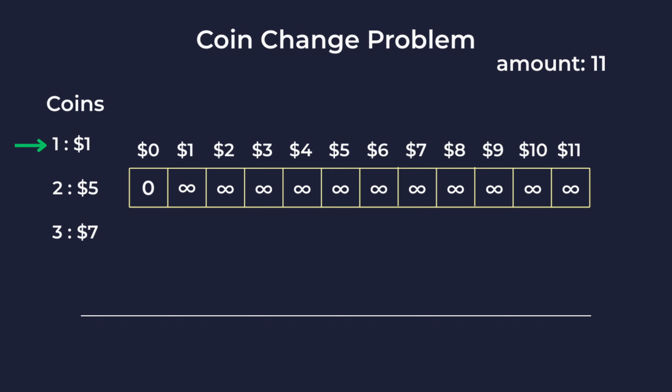Let's check the coin value 1 case. For amount 0, we need 0 coins. For coin value 1, it's straightforward. Amount 1 needs 1 coin, amount 2 needs 2 coins, and so on.